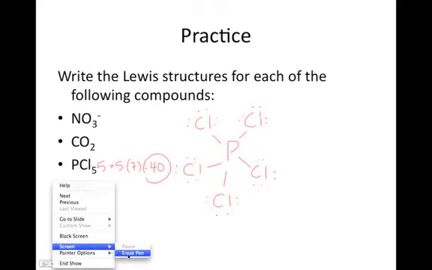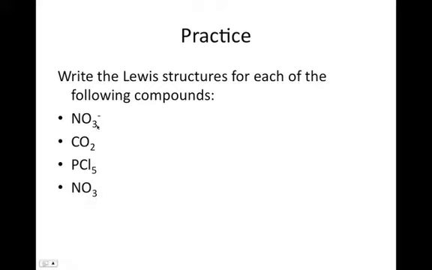Okay, last one we're going to do is NO3 without a charge. So this up here was the nitrate ion. This right here is the nitrogen trioxide. But now since this one had 24 electrons, this one goes back to having 23. The 5 from the nitrogen plus 3 times the 6 from oxygen adds up to 23. So nitrogen still goes in the middle. Oxygens go around. Single bond them.